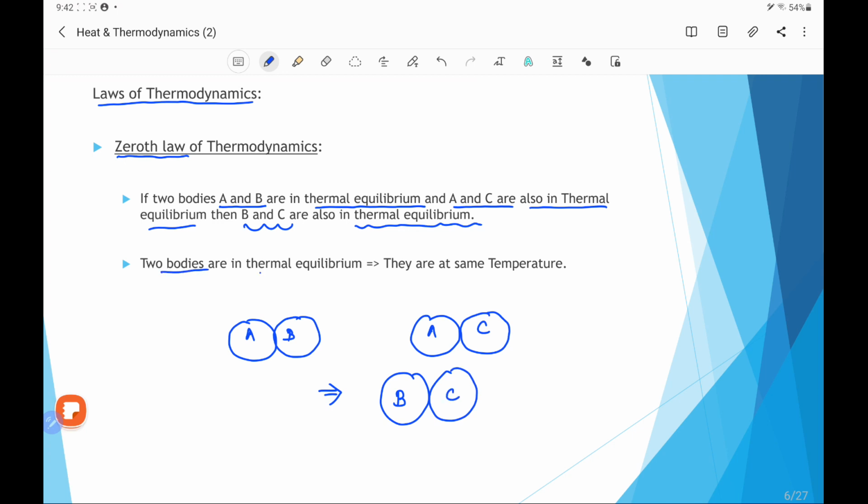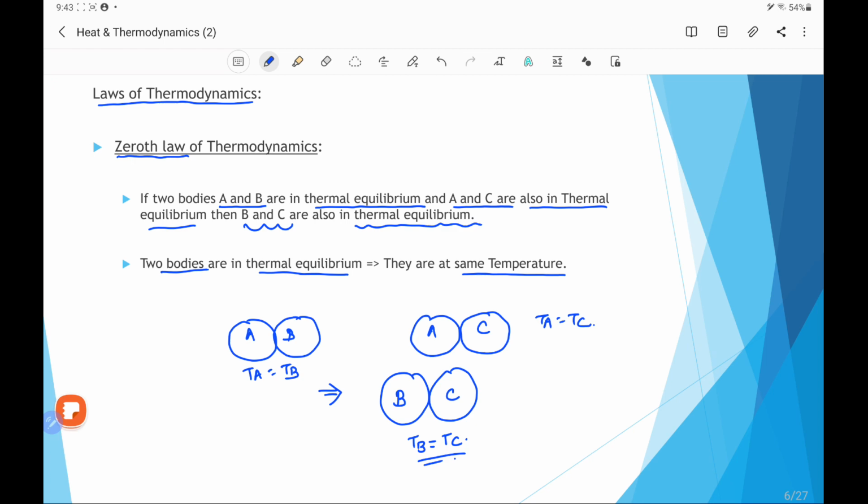Two bodies in thermal equilibrium means they are at the same temperature. It means if temperature of A equals temperature of B and temperature of A equals temperature of C, this implies that temperature of B will also equal temperature of C.